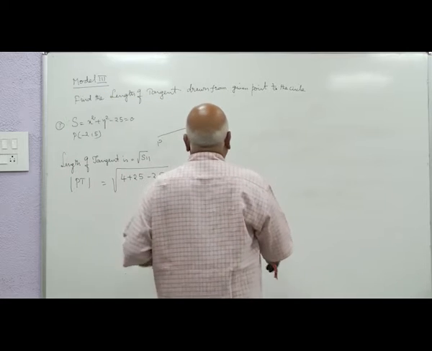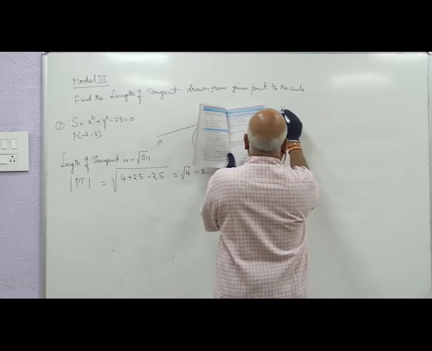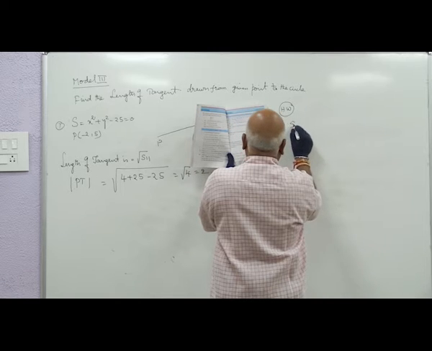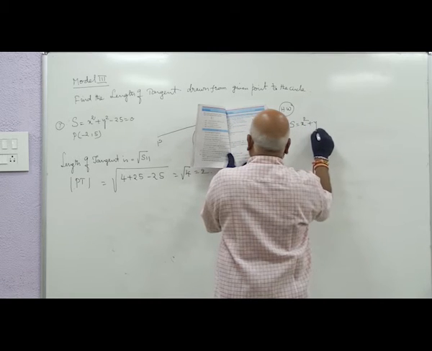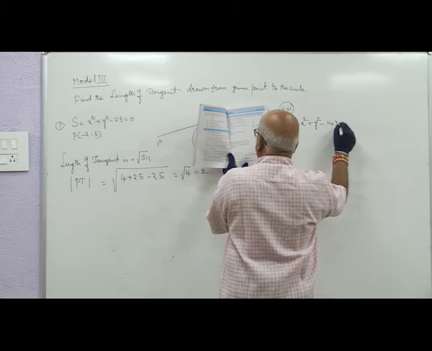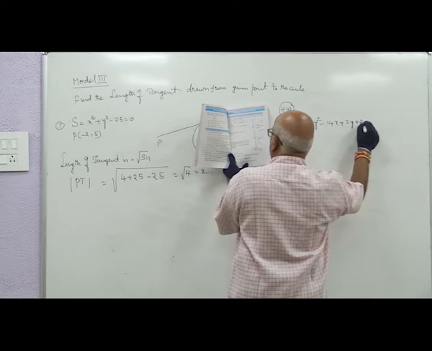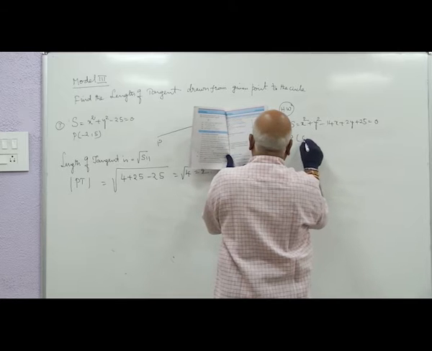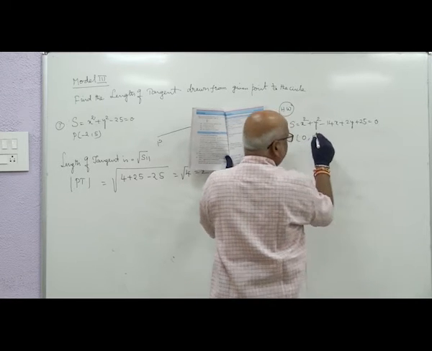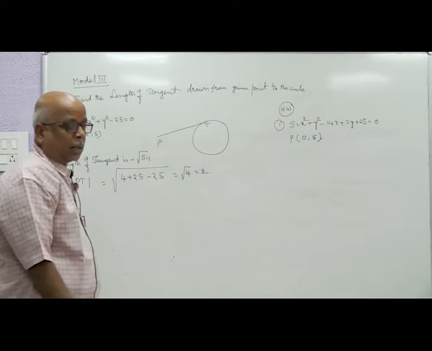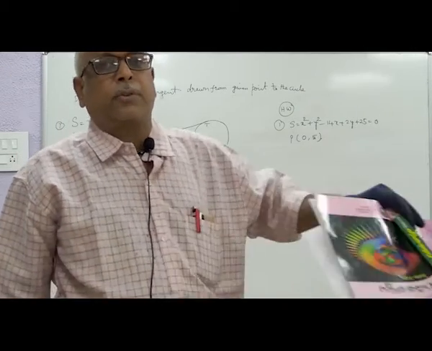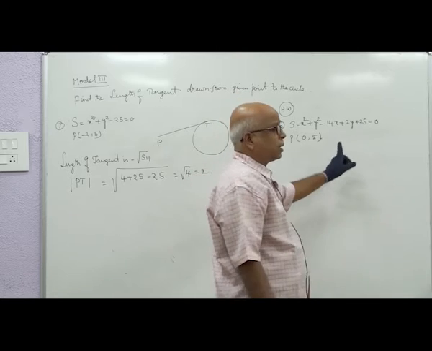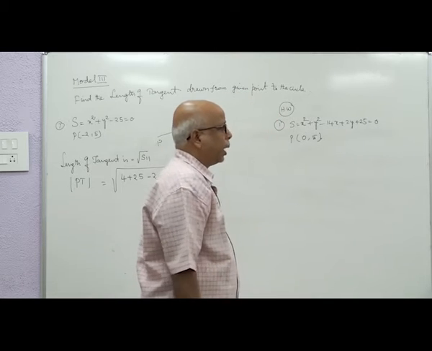Here, in this model, our assignment or homework is number 1, S equal to x square plus y square minus 14x plus 2y plus 25 equal to 0. P is 0, 5, let us take. Find the length of tangent. Unfortunately, in some books, equal to 0 they haven't given. Circle equation equal to 0 we should have.